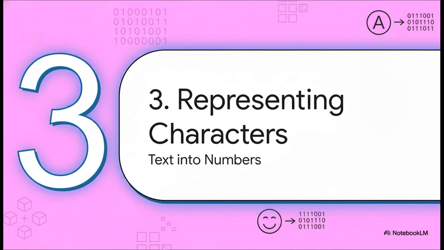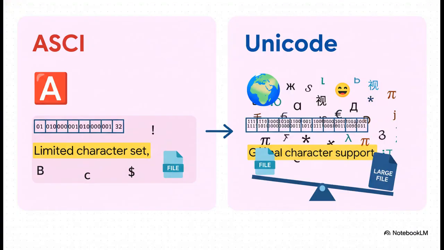Okay, numbers are one thing, but what about letters? What about text? How does a computer store the letter A or even an emoji? Well, the simple answer is, it doesn't. It stores a number that represents that character. And this is where something called a character set comes in. Just think of it like a dictionary that maps every character to a unique number.